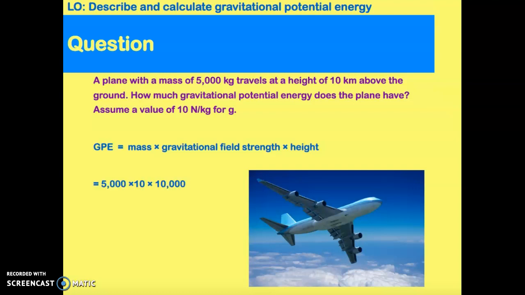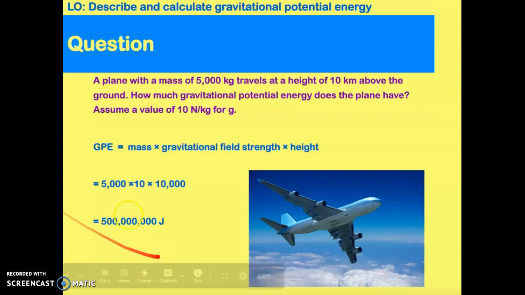Alright, so again, we've got 5,000 by 10 because this time we're told to assume that the gravitational field strength is 10, by 10,000 is its height, because again, don't forget, we measure height in meters, not kilometers, and we know that k is multiplied by 1,000, so my height is actually not 10 but 10,000, and that gives me 500 million joules. That's quite a large number.